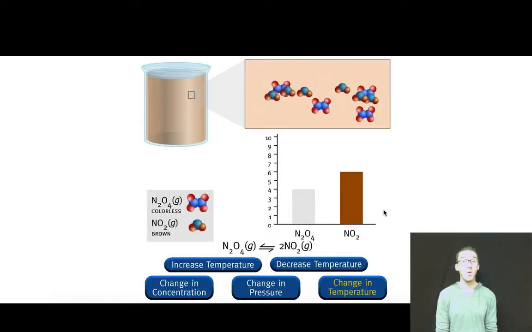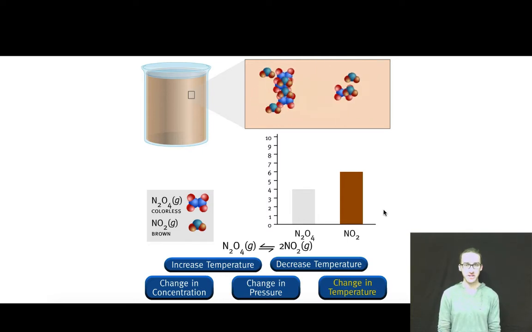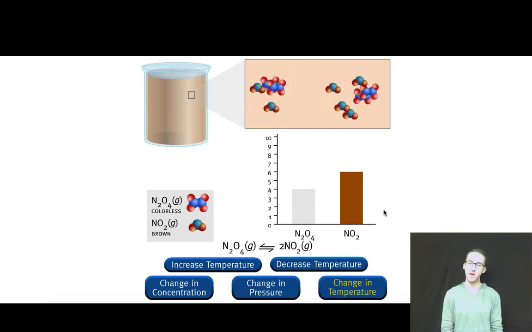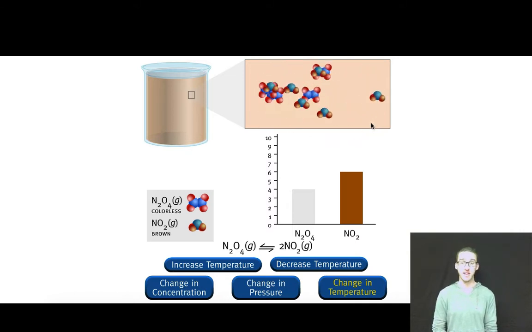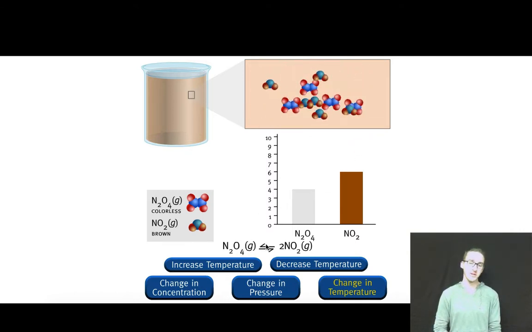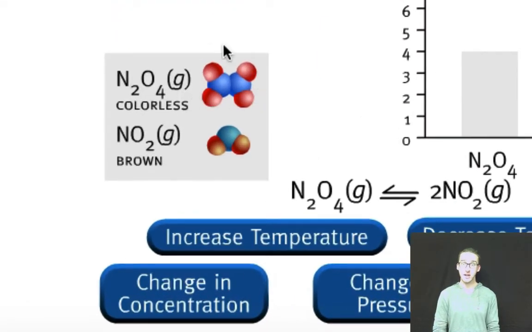All right, one more thriller of an animation. This time our focus is going to be on temperature. This animation mirrors the one that you've got in your notes, and note that it's an equilibrium between N2O4 and NO2 gas. Additionally, note that the N2O4 molecules are colorless and the NO2 molecules are brown.